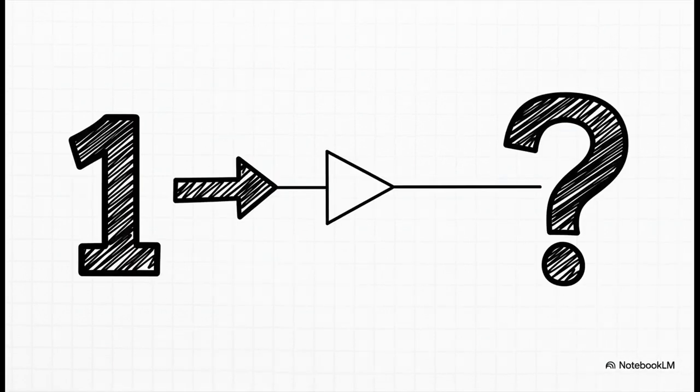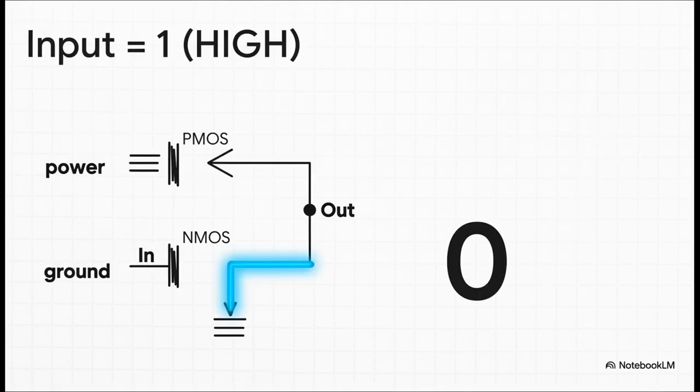Let's flip it. Let's see what happens when our input is a 1, a high signal. And this time, everything just flips. The PMOS switch sees the 1, so it turns off, breaking the connection to the power source. Meanwhile, the NMOS switch sees the 1 and turns on, connecting our output directly to ground. So, an input of 1 gives us an output of 0. And just like that, with two simple switches, we have a fully working inverter.